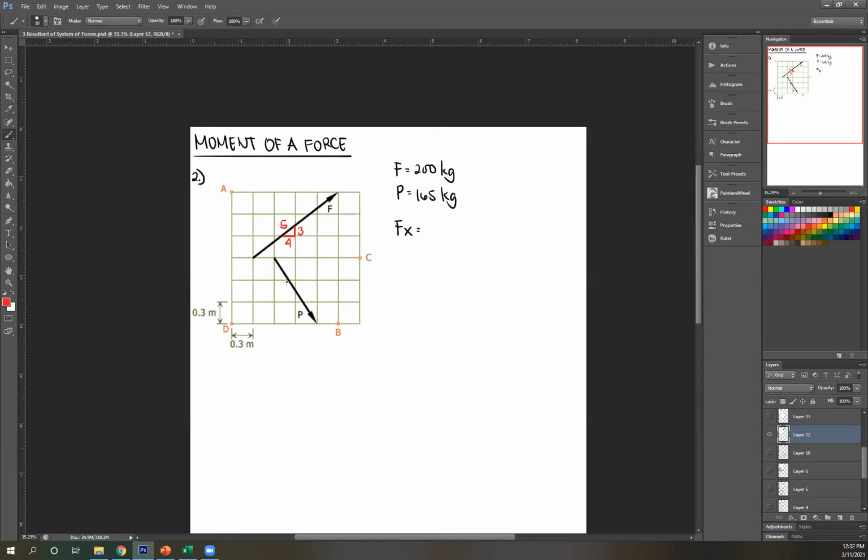Next, do the same thing for P. Okay. So it's 2 blocks as a base. It's 3 blocks high. And therefore that is square root of 13. Okay, we already know how to take R, right? Just square root of 3 squared plus 2 squared, that's square root of 13.